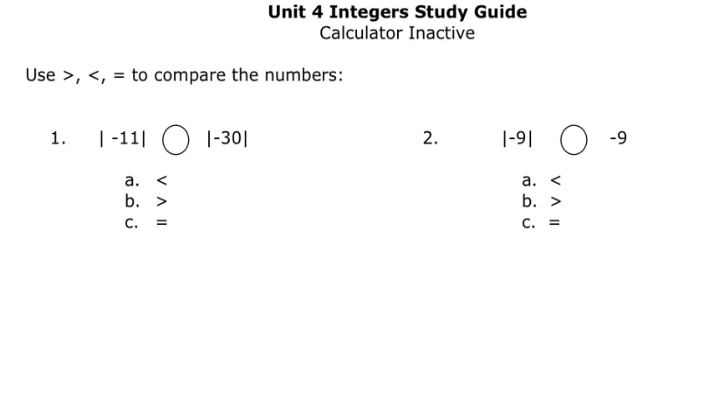For the first section, you need to use the greater than, less than, or equal to signs to compare the numbers. Let's take a look at number 1. Which one is greater, the absolute value of negative 11 or the absolute value of negative 30? Number 2, which one's greater, the absolute value of negative 9 or negative 9?